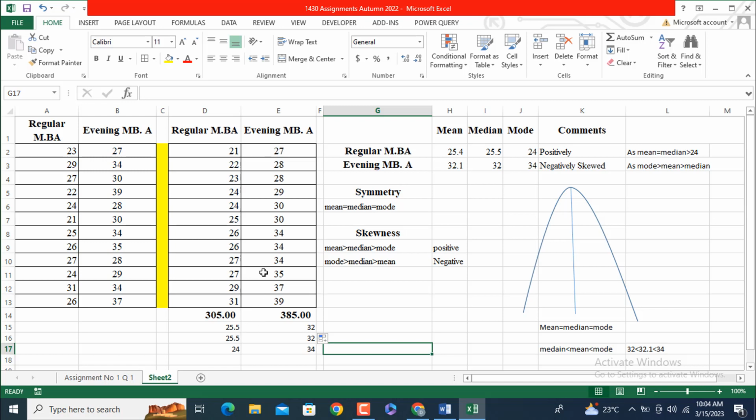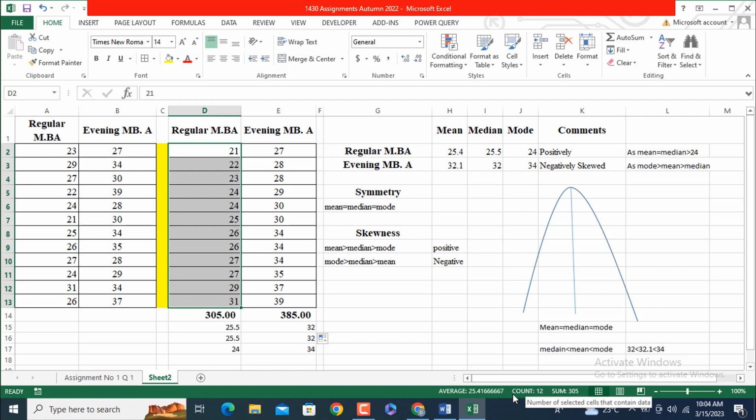Mean is obtained by summing up all the observations and dividing by the number of observations. The number of observations is 12, which is represented by the count, and their sum is 305. So dividing 305 by 12, we get the mean of the series regular M.B.A. On the same line I find the mean of the series related to the evening session of M.B.A, which is equal to 385 divided by 12, and it is equal to 32.1.